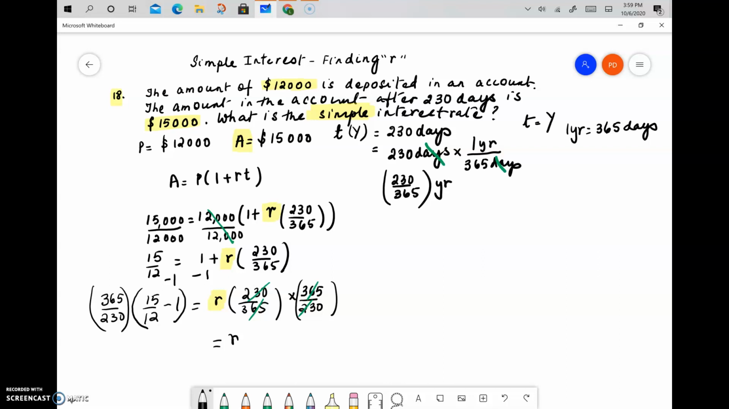Plug it into the calculator exactly the way you see it. So it's going to be 365 divided by 230. Make sure you put it in parentheses. Open parentheses, 15 divided by 12 minus 1. And when you multiply the two, you're going to get, and we convert it into a percent, 3.97%. So I've just rounded it to 2 decimal places. Remember, you get your answer as a decimal, but then convert it to a percent by multiplying by 100, and that's exactly what you get.